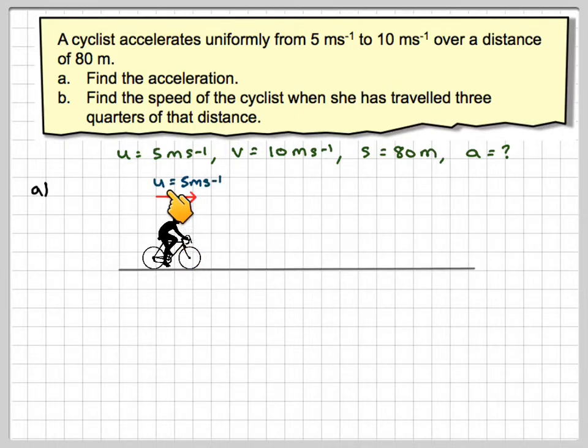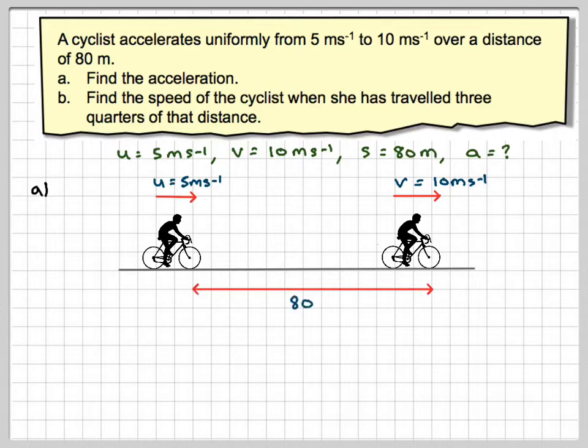So we've got the cyclist beginning at 5 meters per second and then ending at 10 meters per second. We've got a distance of 80 meters, and we don't know the acceleration. I'm just going to correct myself: because the cyclist goes from 5 to 10, the acceleration must be acting in that direction.